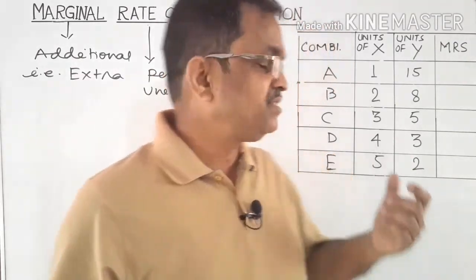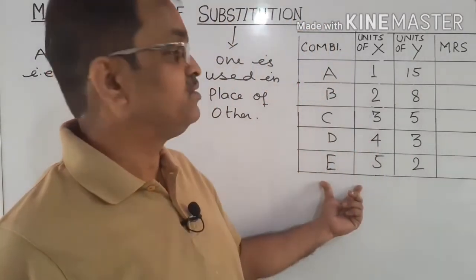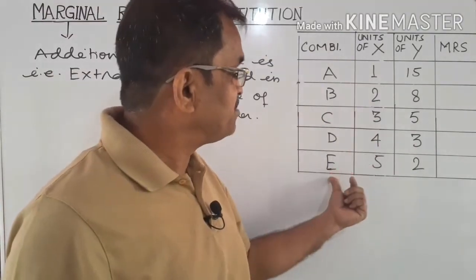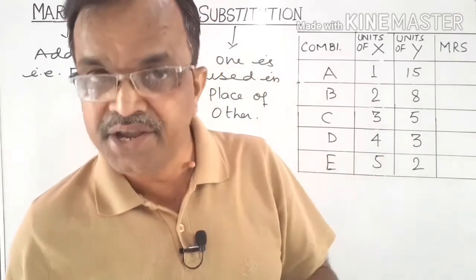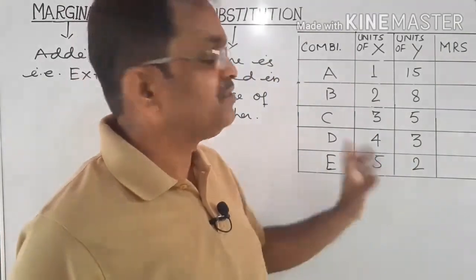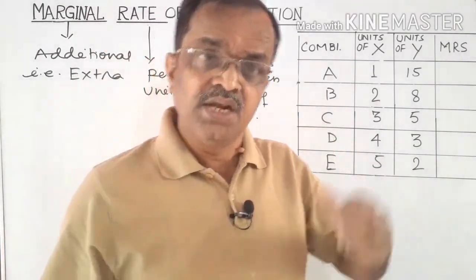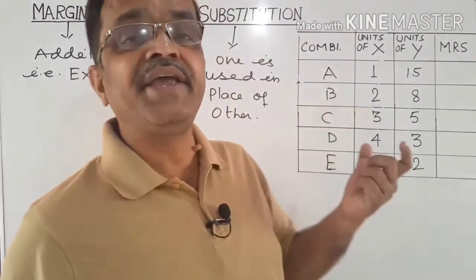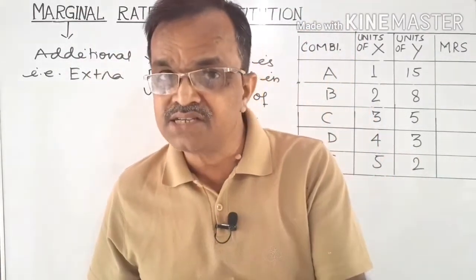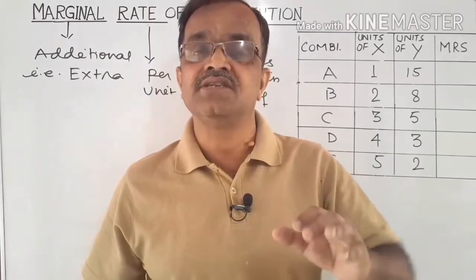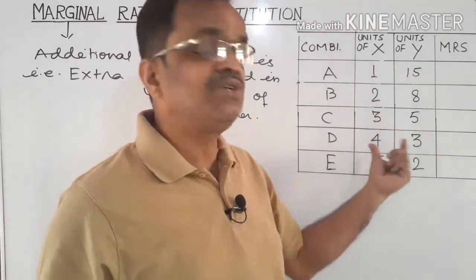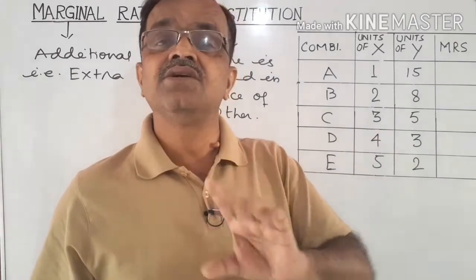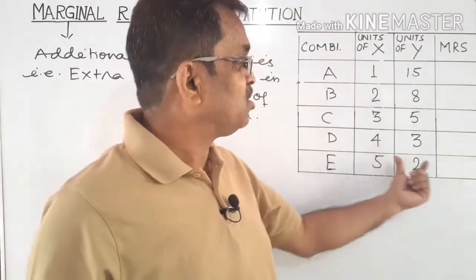Let me explain with the help of an indifference schedule which shows 5 combinations of both commodities X and Y giving the same level of satisfaction. Now with the fixed money income and the given prices of the two commodities, a consumer cannot increase the consumption of both commodity X and commodity Y.